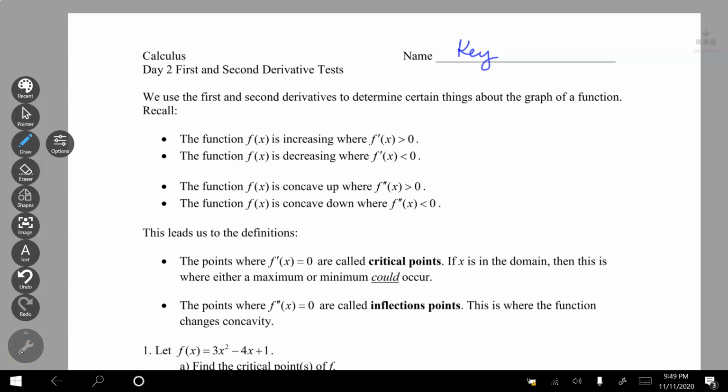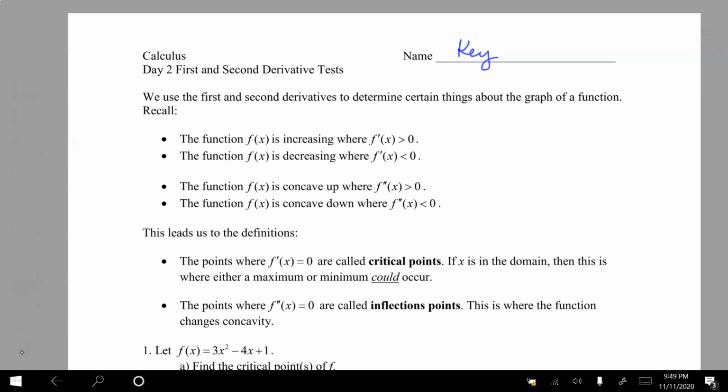Okay, day 2, we're going to use the first and second derivative to perform tests on functions to see where we have certain characteristics. So we looked at the graphs and we saw where things were increasing and decreasing and concave up and concave down, and we could see what the graphs of f prime and f double prime will look like. Well, we're going to do the same idea of deciding what f prime and f double prime look like, but just looking at the equations of the functions, not the graphs.